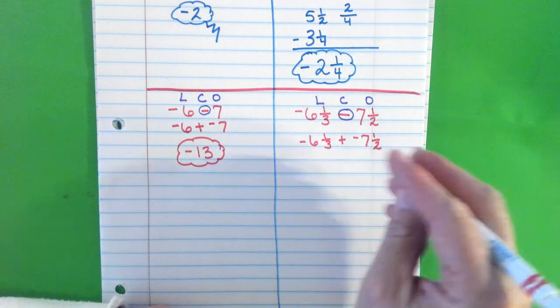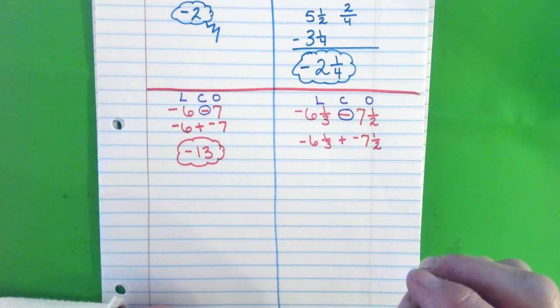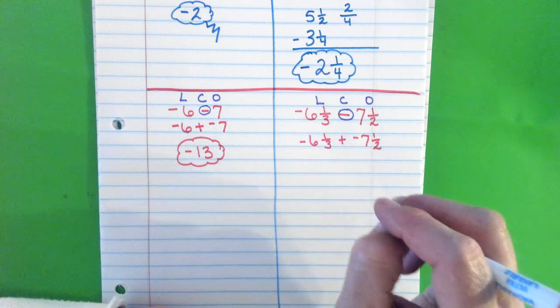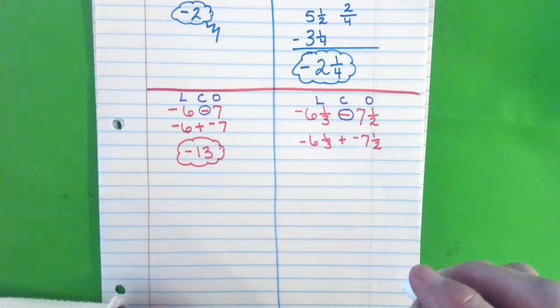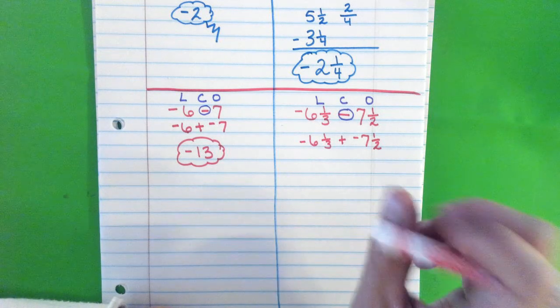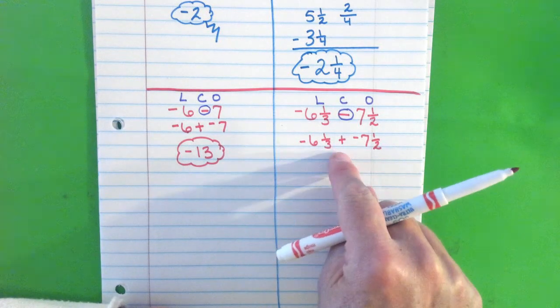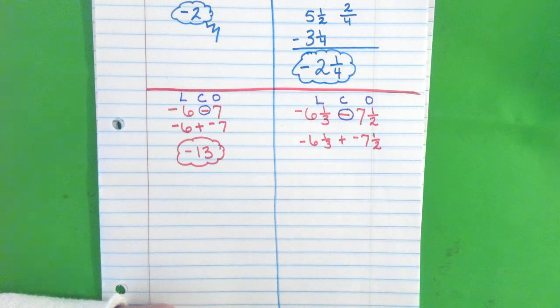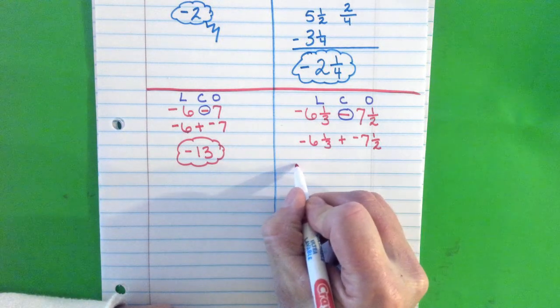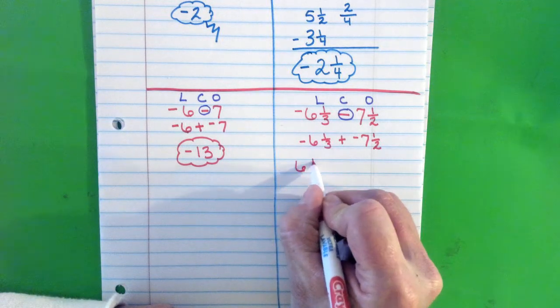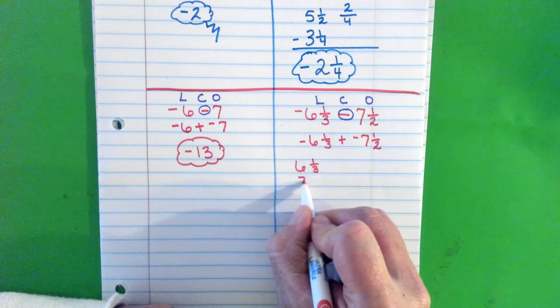Now, if they're both negatives, what am I going to do with the numbers? Am I going to add them together, or am I going to cancel out and subtract them? Add them together, because they're the same sign. So negatives plus negatives give you more negatives. So let's line that up vertically. 6 1/3. 7 1/2.